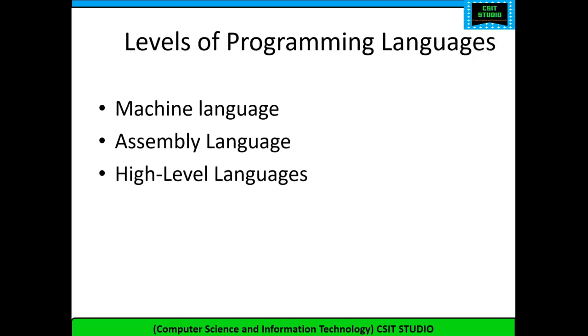There are three levels of programming language. The first level is the lowest level, that is machine level language. Then comes the next higher level language. We call it assembly language. And the highest level of programming language is high level programming languages.